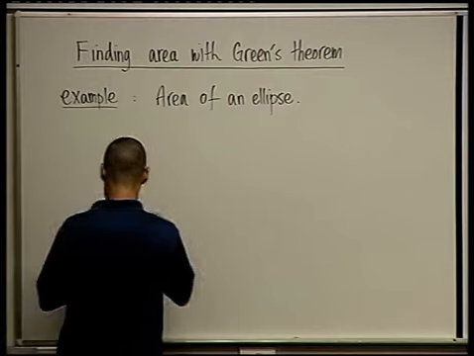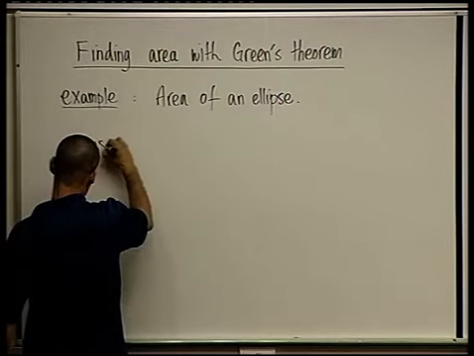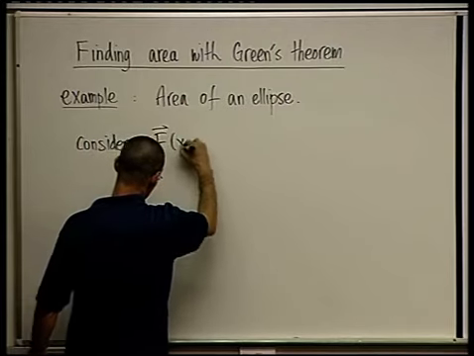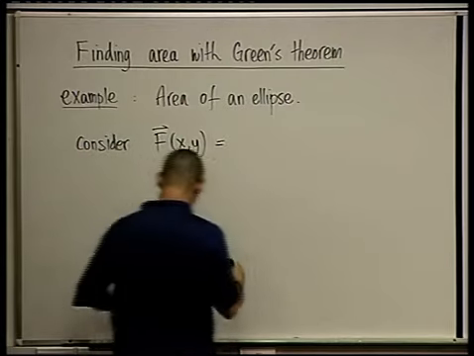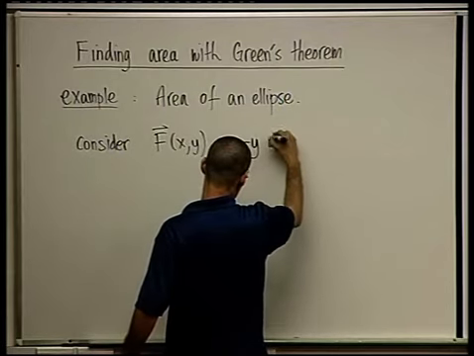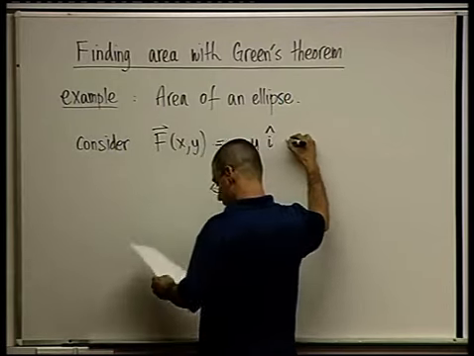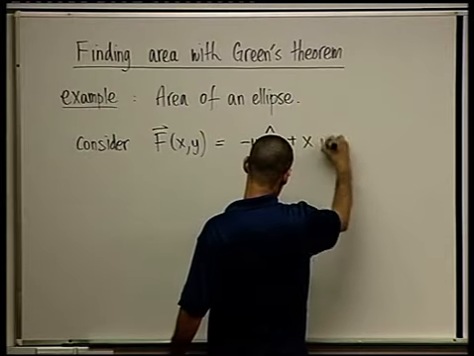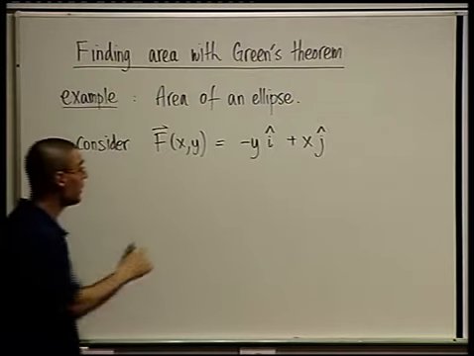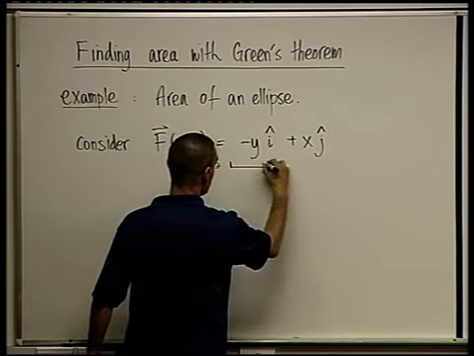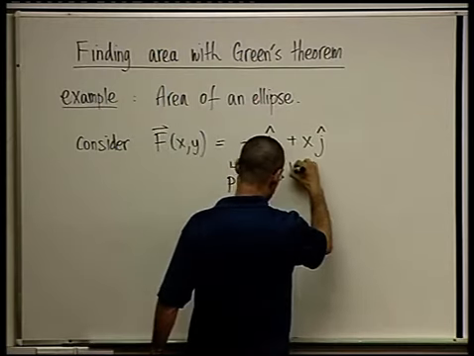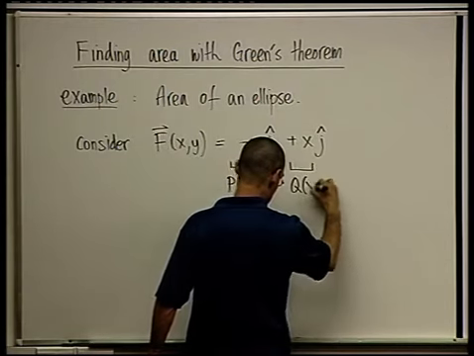So let's consider the field F(x,y), which is the following field: minus y in the i direction, plus x in the j direction. Do you agree that this is a legitimate field? This is its P component, P of x and y. And this is its Q component, Q of x and y.